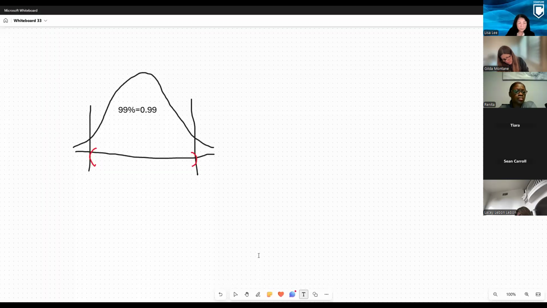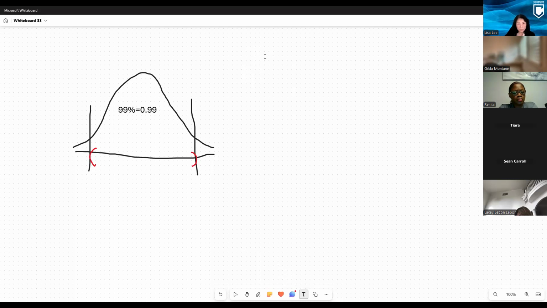That's what I try to show you: the 99% confidence level here. And the z-score, we're supposed to be finding the boundary, bounding this interval here.